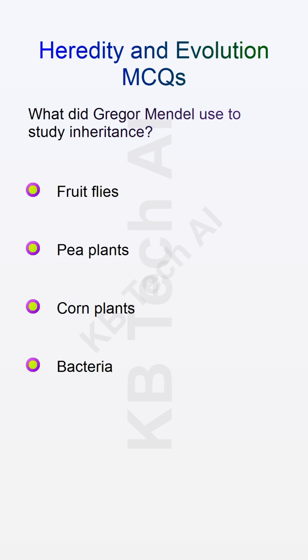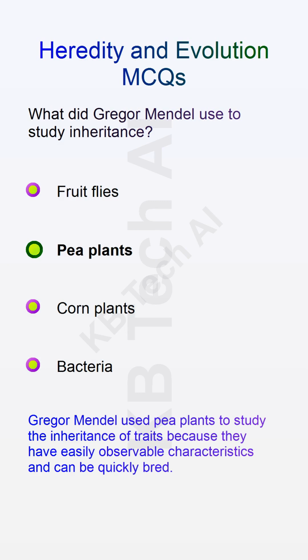What did Gregor Mendel use to study inheritance? Option 1, fruit flies. Option 2, pea plants. Option 3, corn plants. Option 4, bacteria. The answer is option 2, pea plants.